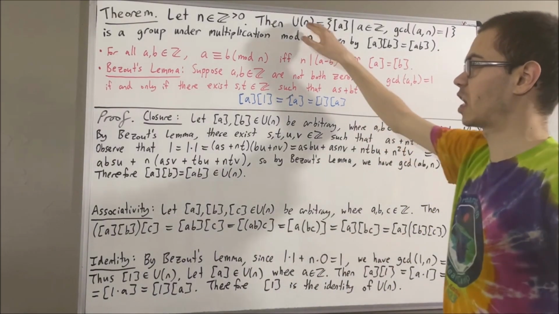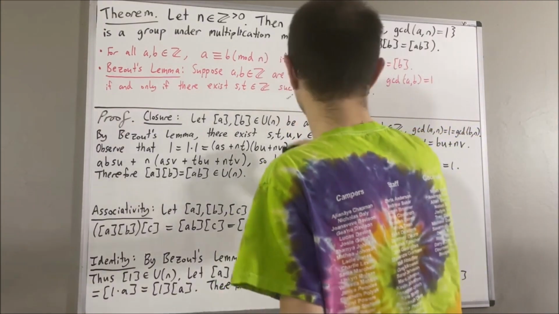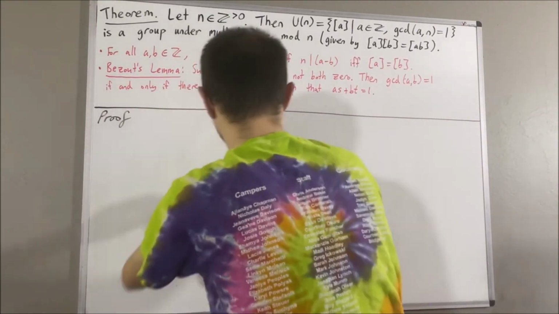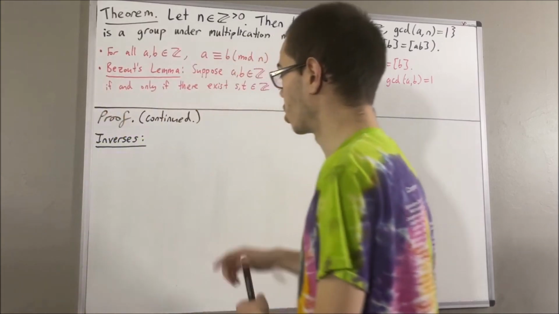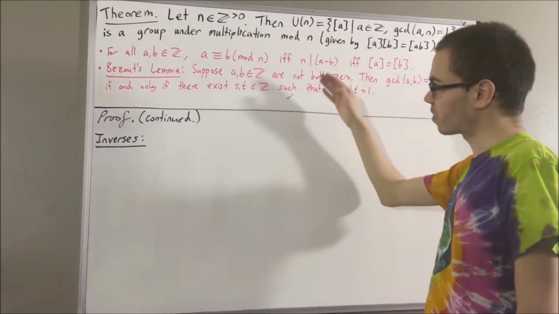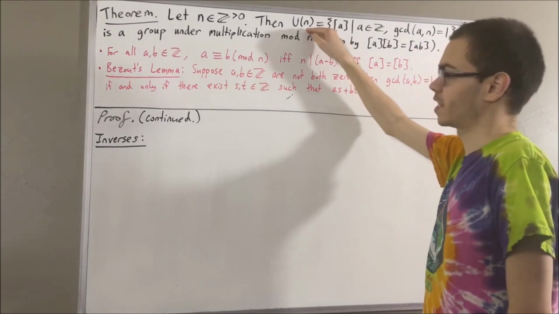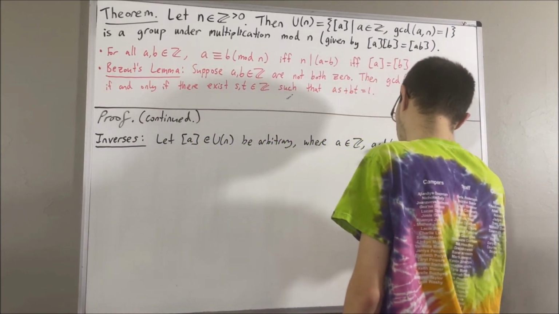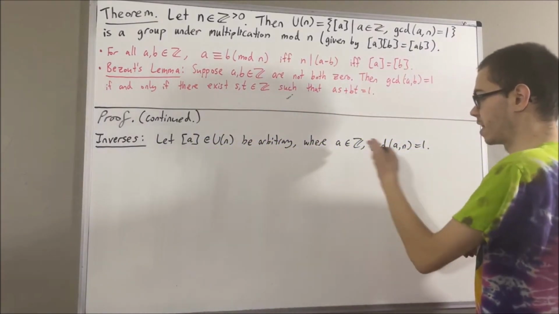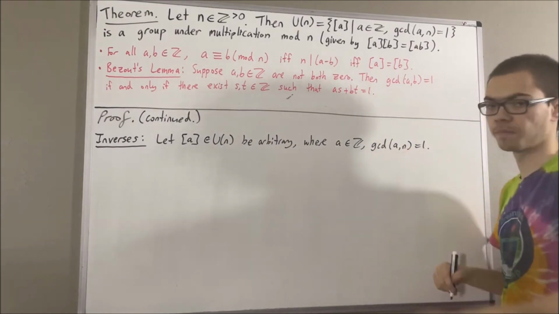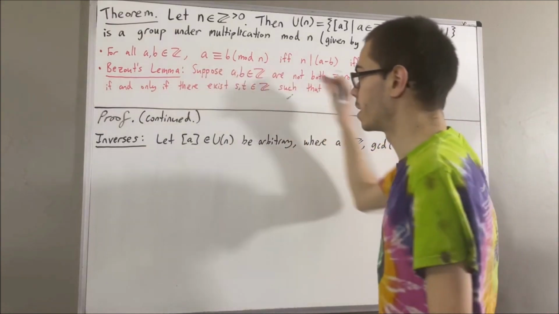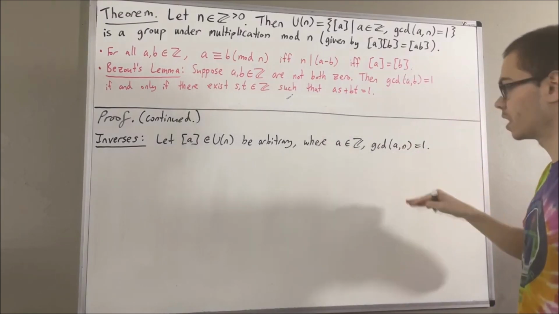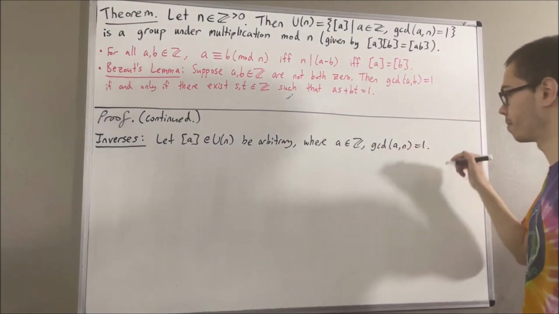And now we're going to show that every element of U(n) has an inverse. So to prove that, let's give ourselves an arbitrary element of U(n). I'll call it the equivalence class of a. From the definition of U(n), we get that the greatest common divisor of a and n is equal to 1. And by Bézout's lemma, that tells us that there exist integers s and t such that as plus nt is equal to 1.